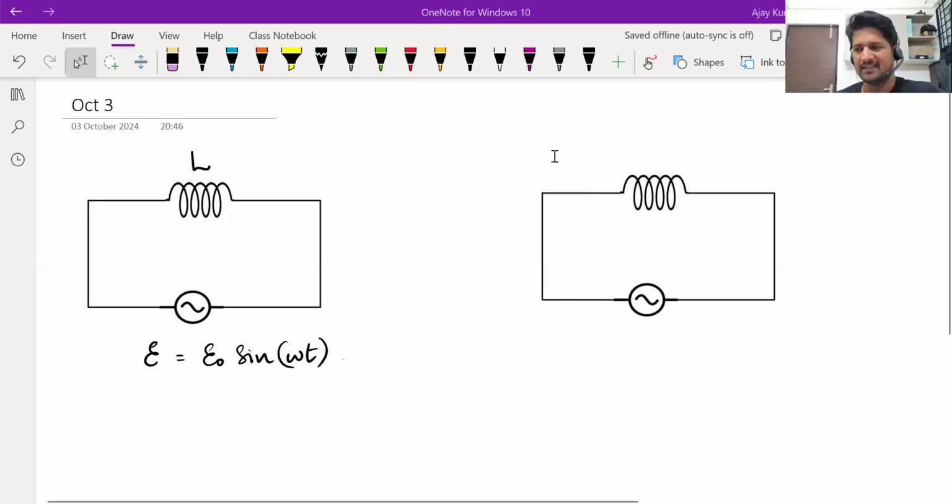See, an inductor can store magnetic energy. That's one of the things it does. And inductors oppose sudden changes in current. It offers a back EMF which opposes a sudden change in current.